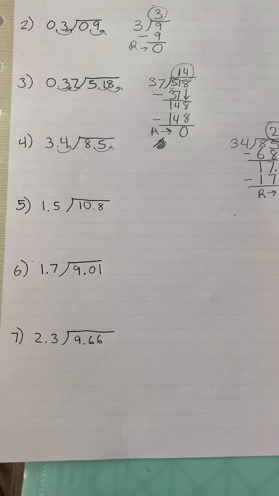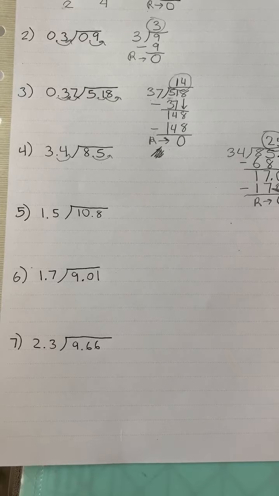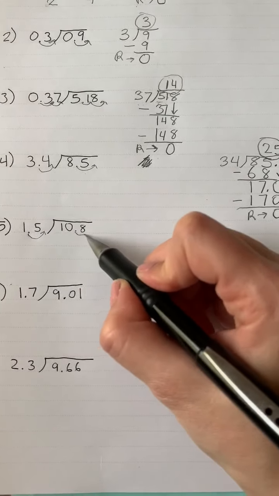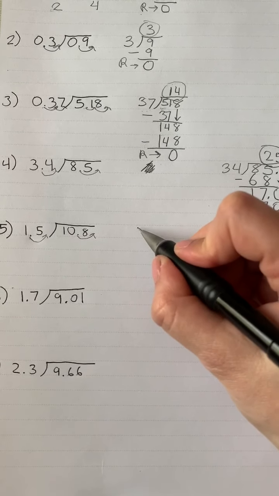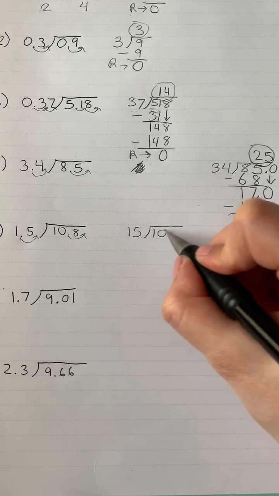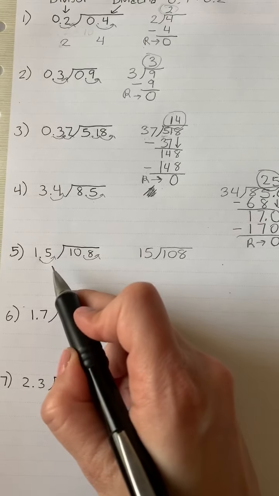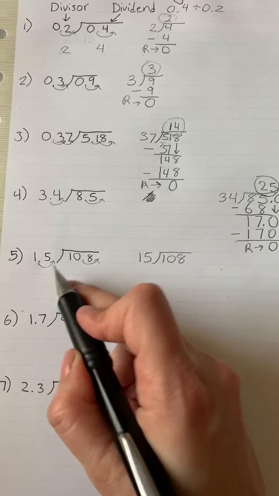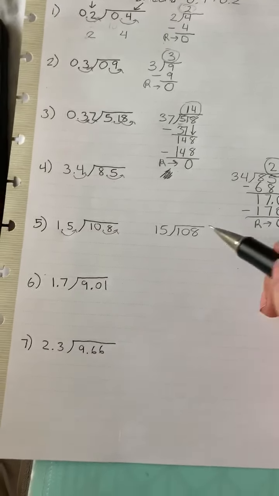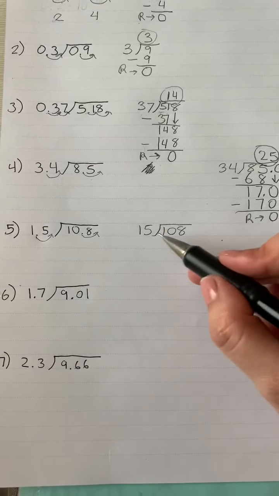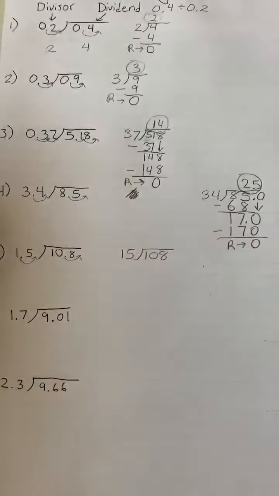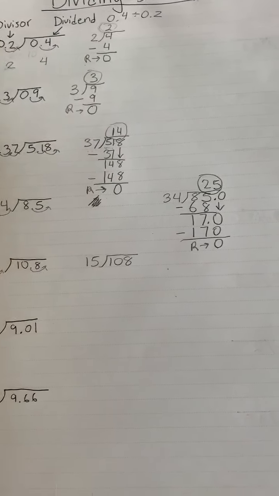All right, down here we have 1.5 going into 10.8. So I want to move my decimal over, which makes it 15 going into 108. 1.5 going into 10.8 is equivalent to 15 going into 108. So, can 15 go into 10? No, it cannot. Can 15 go into 108? Yes, it can. So let's see how many times it goes in.